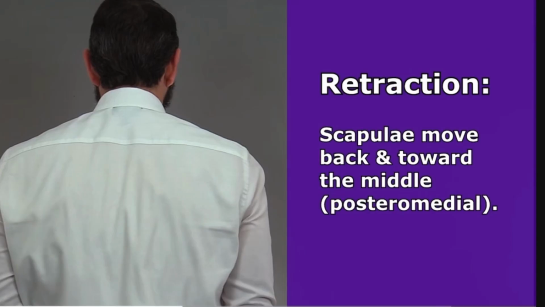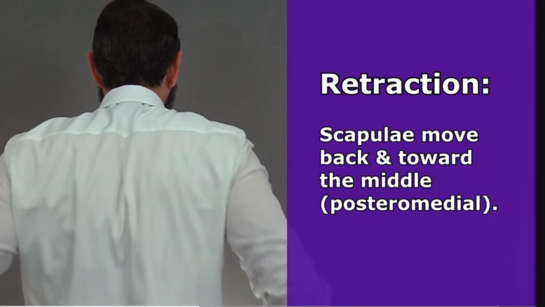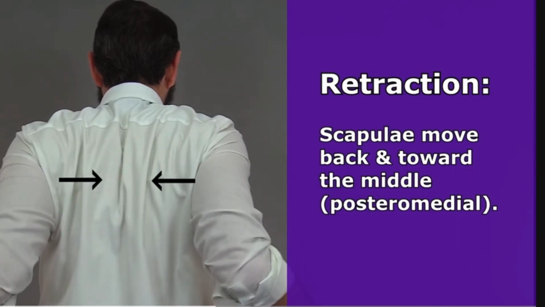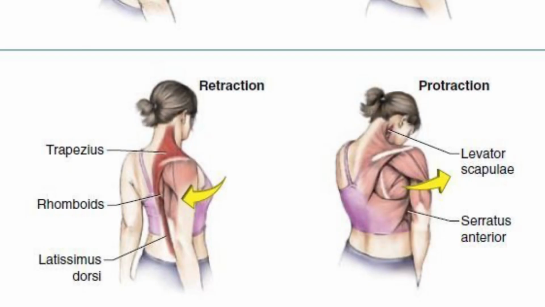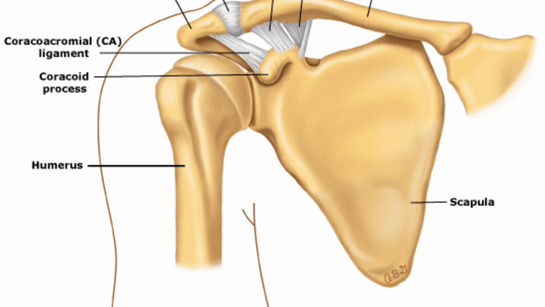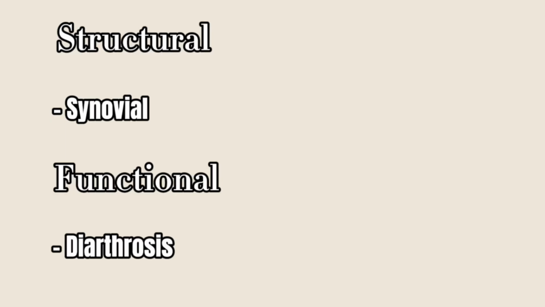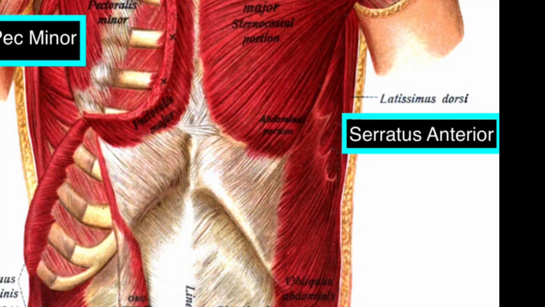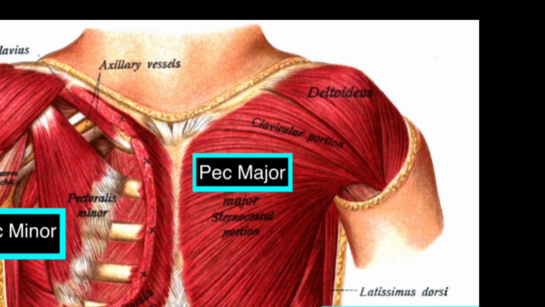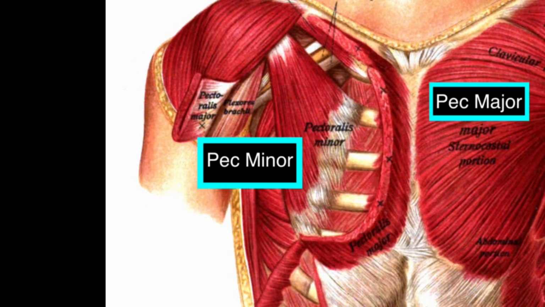Retraction. Retraction is the opposite motion, with the scapula being pulled posteriorly and medially toward the vertebral column. The joint in use is the scapular joint, and the structural and the functional are synovial and diarthrosis. The bone used in this movement is also, like protraction, the scapula. The muscles used in this movement are serratus anterior, pectoralis major, and pectoralis minor.